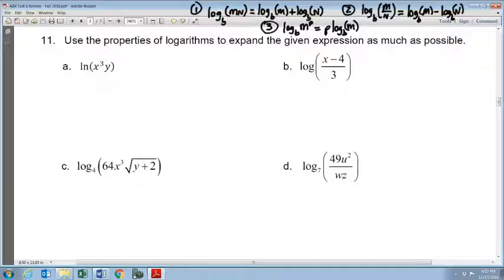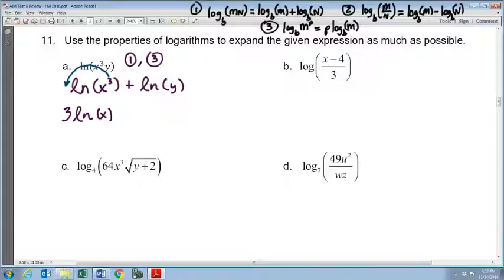But we do have a product, and we can certainly break it into 2 using the product rule, our first property. This becomes the natural log of x cubed plus the natural log of y. And see, now we do have x cubed by itself, and so we can pull that 3 out front using the third rule, and we get 3 natural log of x plus the natural log of y. And notice we have the natural log of x and the natural log of y. There's nothing we can do any further to expand, and so we're done.